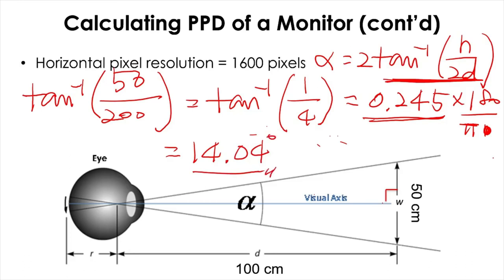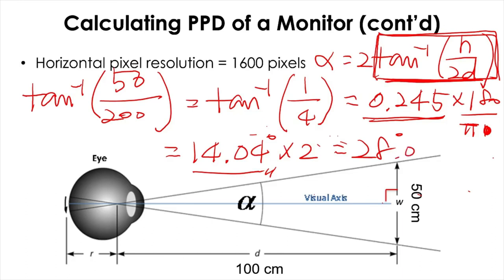Now that is only this part, so you have to multiply by 2. That is 28.08, so about 28 degrees. Let's say this is just 28 degrees. So the 50 centimeters of the monitor subtends 28 degrees from a meter away.